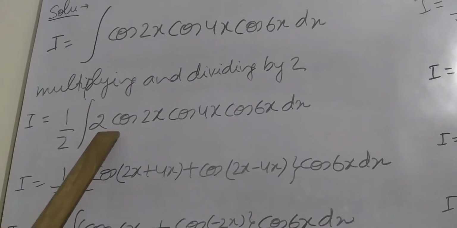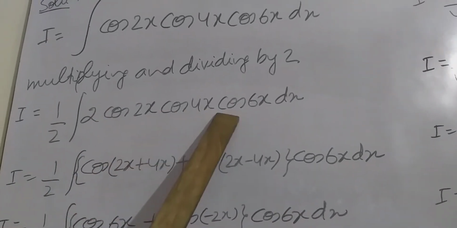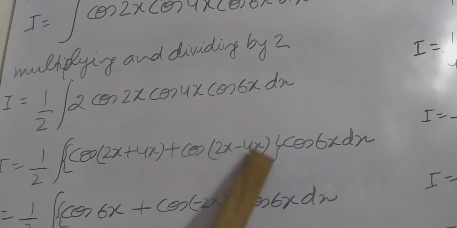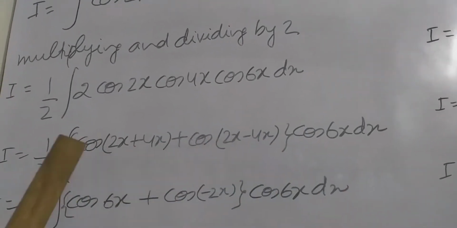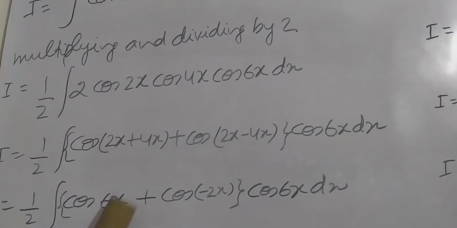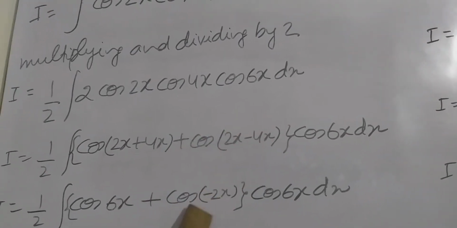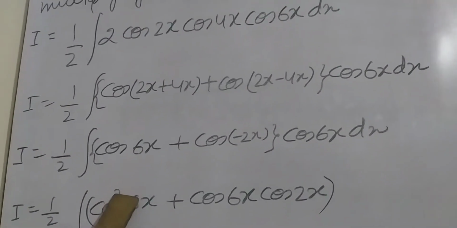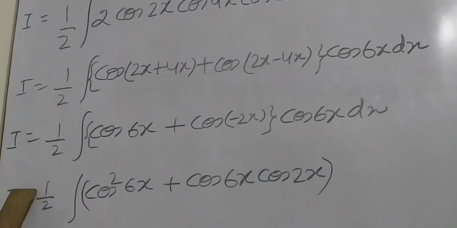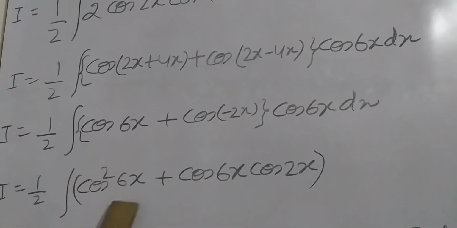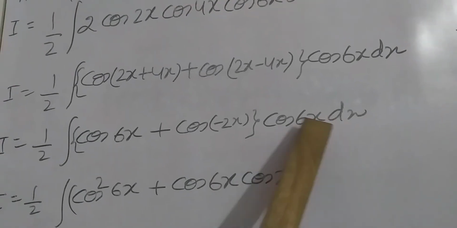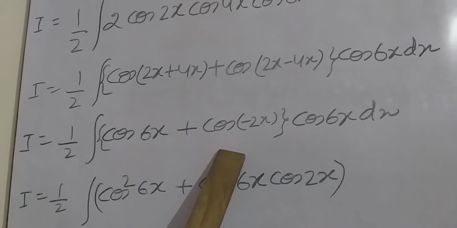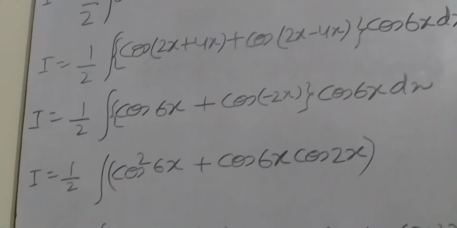Now students, we are going to apply the formula 2 cos A cos B equals cos(A+B) plus cos(A-B). Cos 6x will remain as it is. So cos 6x plus cos minus 2x, into cos 6x dx. Now student, let us open the bracket. So 1 upon 2, it will become cos square 6x plus cos 6x cos 2x, because cos(-x) equals cos x. That's why cos 6x cos 2x.